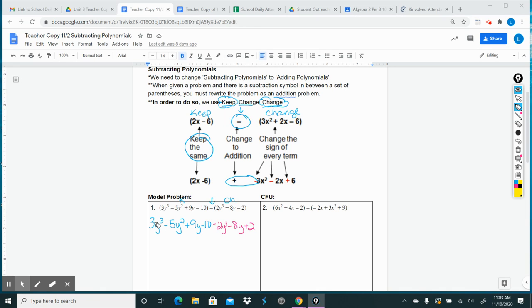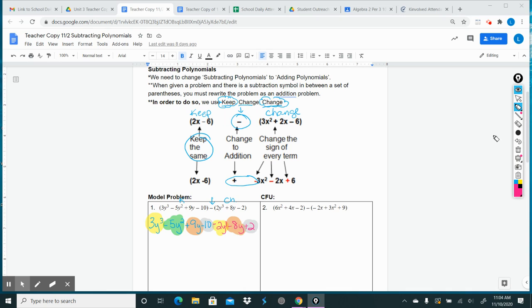Remember, we need to put things into standard form. So you want to start off with your highest exponent. So we have 3y to the third and negative 2y to the third. You have negative 5y squared. We don't have any other 5y squareds, so we move on. We have our 9y and our negative 8y. And lastly, we are going to have our negative 10 and positive 2.